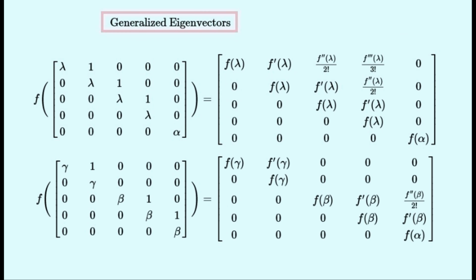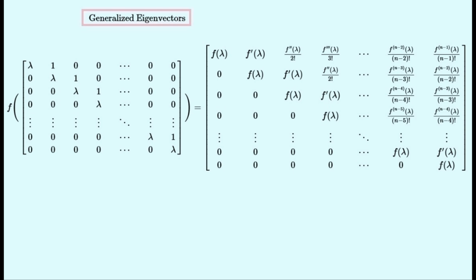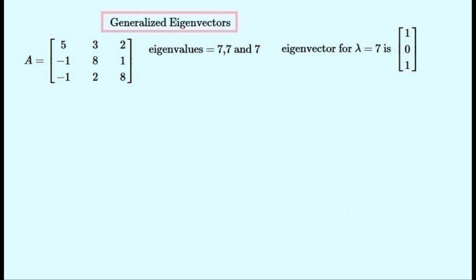Here is another example of applying a function to a Jordan canonical matrix for blocks that are 2 and 3 elements wide. Here is a more general example. Very high derivatives have to be calculated. So here is a second example of a matrix that we need to find generalized eigenvectors for.